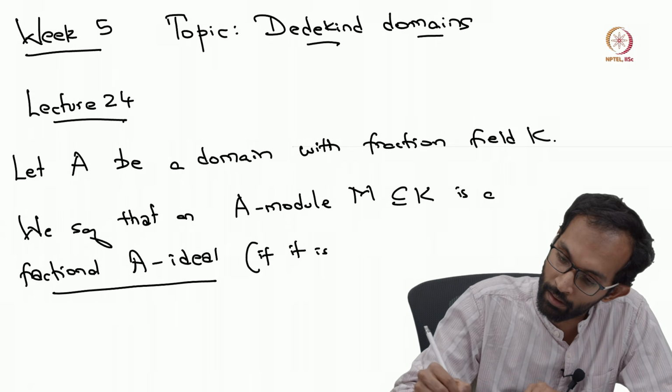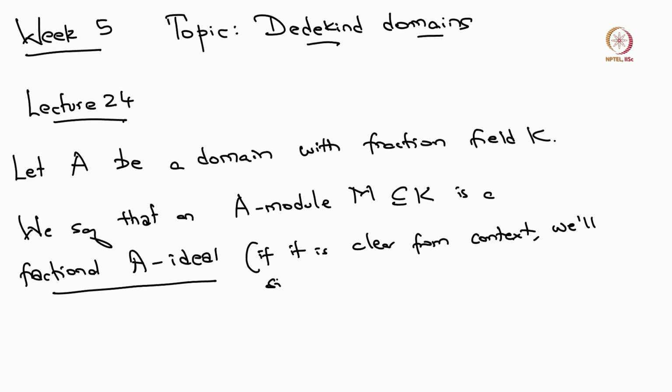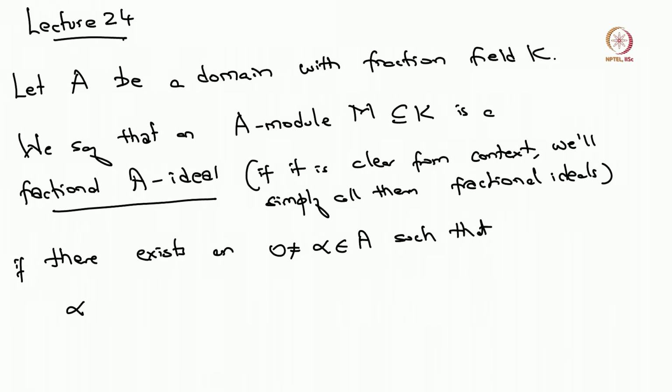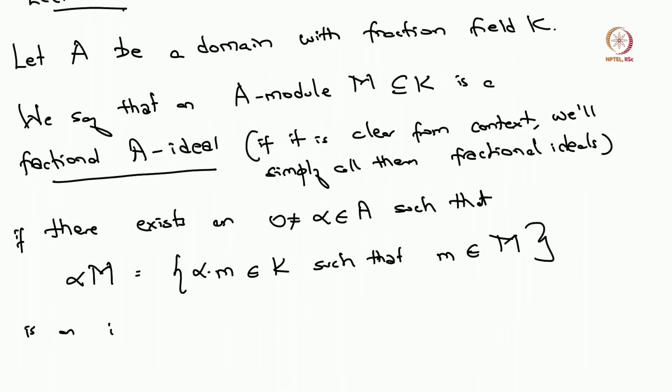So the definition is that it's an A module M inside K if there exists an element alpha in the ring, not 0, with the property that the module alpha times M, which is the set of all elements of the form alpha times m in K, such that you vary over little m in the module M, is an ideal of A.